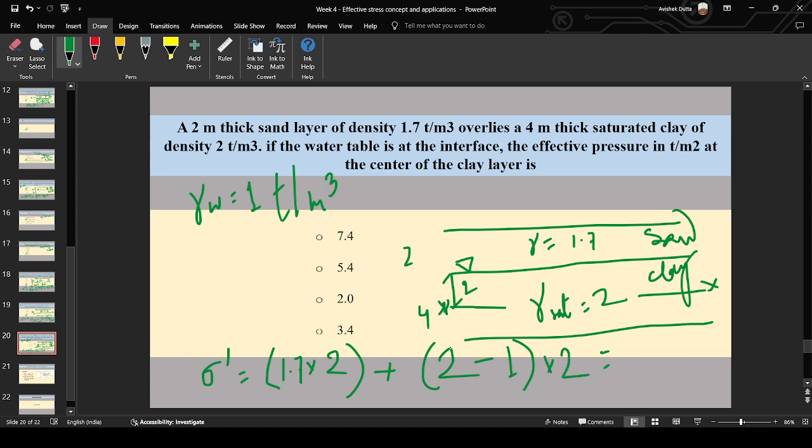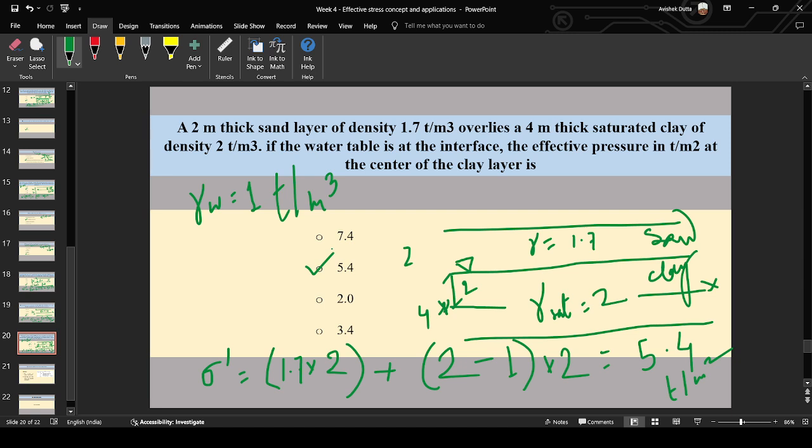So 1.7 into 2 is 3.4, and 2 minus 1, 1 into 2, is 2. 3.4 plus 2 is 5.4 ton per meter square. So the answer is 5.4, the second option.